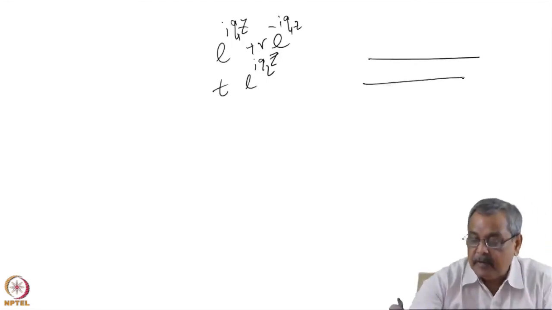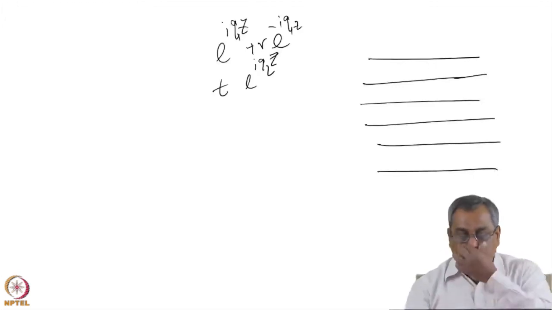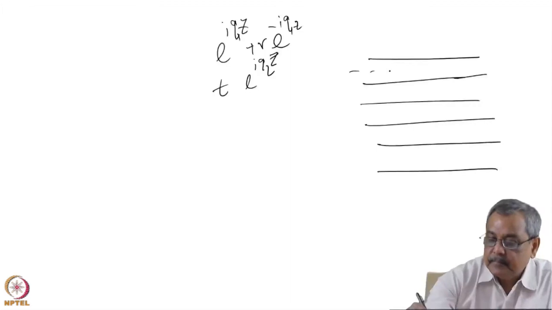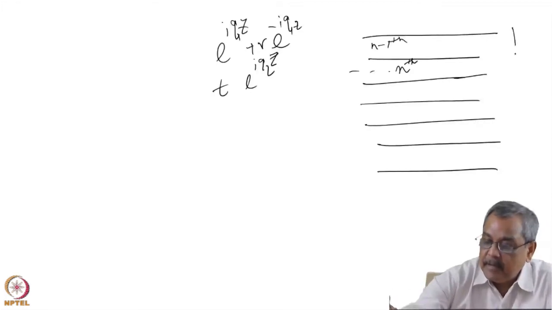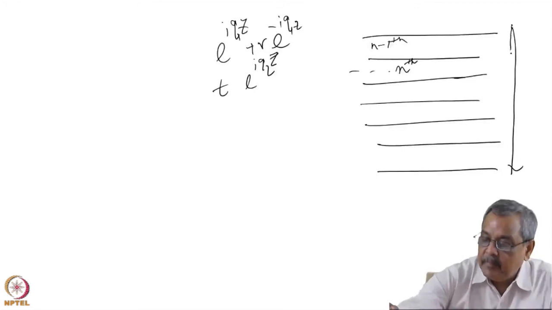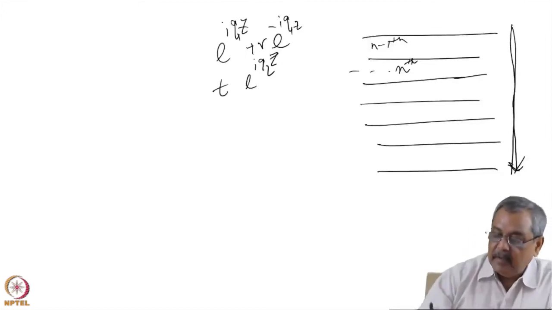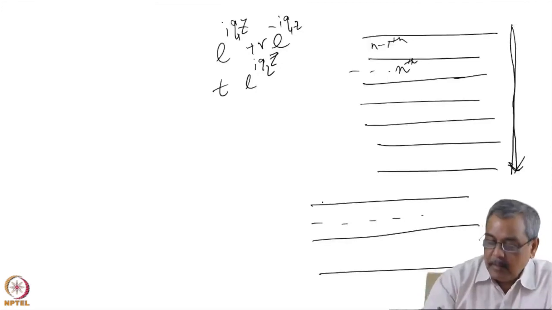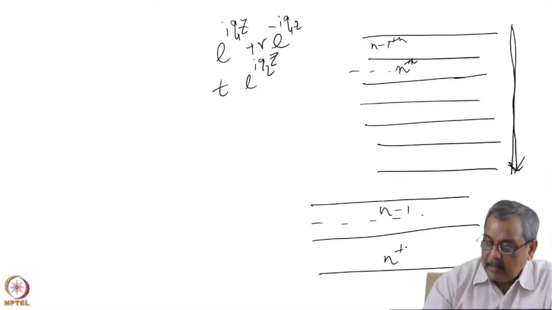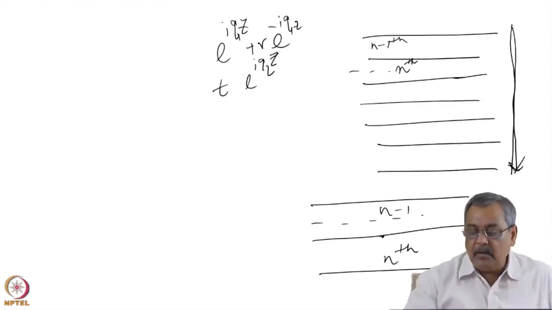Now I have got a number of layers. So I have to do the same exercise layer by layer. So now let me consider the nth layer and the n minus 1th layer in this multilayer stack. So my layer number is going up as I go inside the, I should call it, thin film heterostructure. So let me just highlight the n minus 1th and nth layer. So here at this interface, I have to do exactly what I did earlier for a single layer. So now let's see.